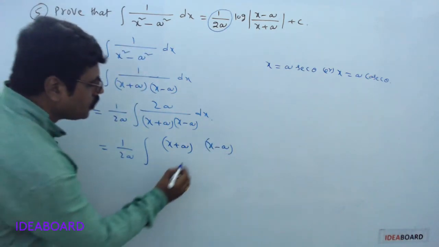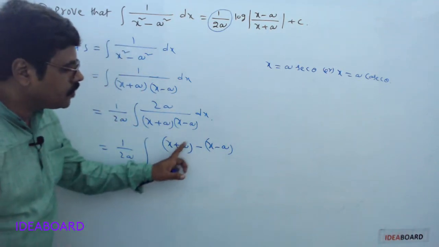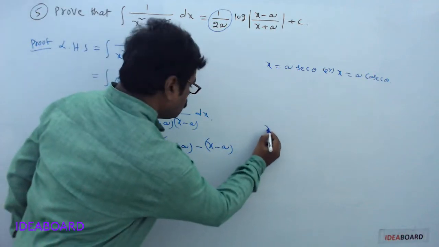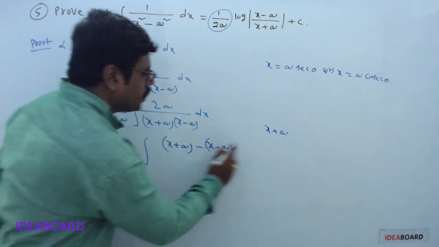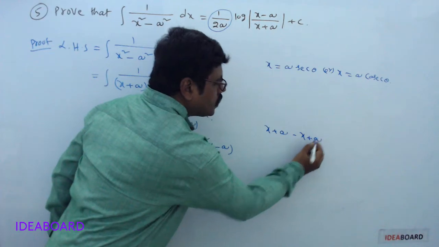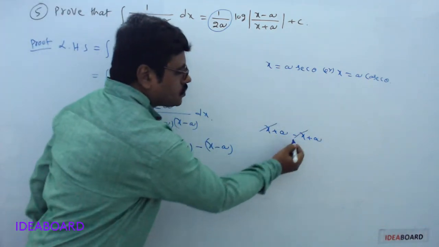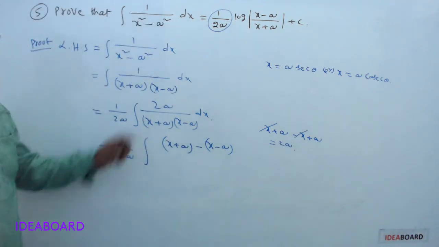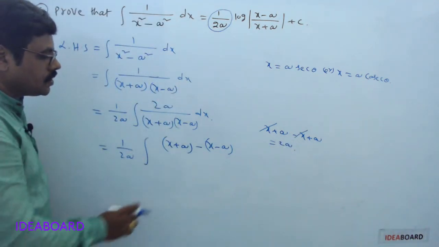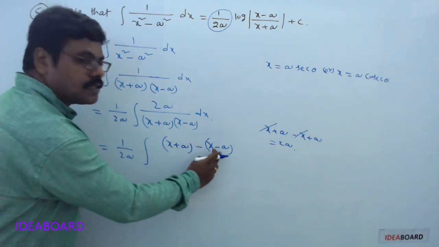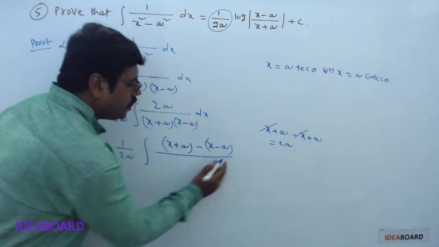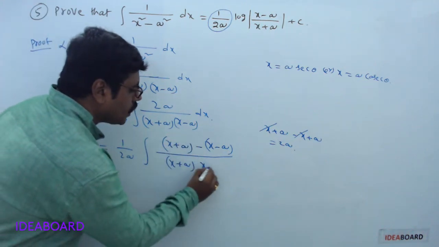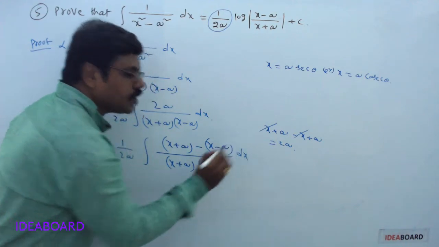Suppose I write a negative sign between these two terms. Then what is the value of this expression? This is x plus a minus x plus a. Now here x will be cancelled. A plus a, that is nothing but 2a. So 2a can be taken as x plus a minus x minus a, divided by, write down the denominator, x plus a into x minus a dx.